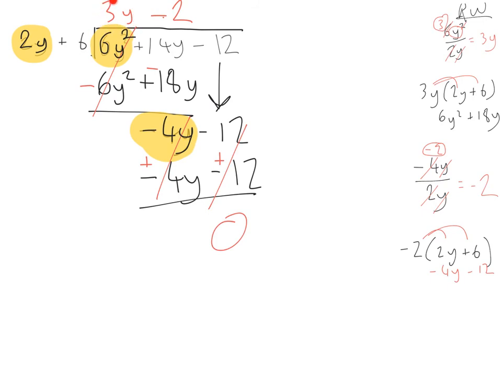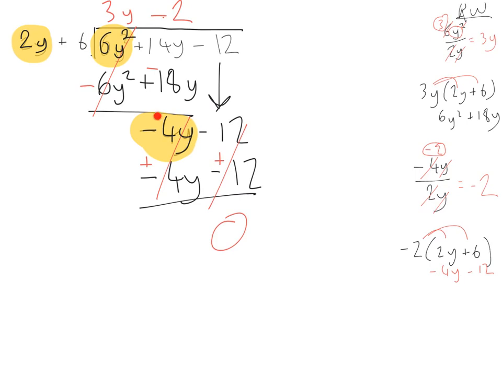And then the 3y is multiplied by everything outside the bus stop. So 3y multiplied by 2y plus 6. And I did it over here to get 6y squared plus 18y. I then had to write this underneath the first two terms. And then I had to change the signs of each term. They cancelled, and when I worked this out I was left with minus 4y. Then I brought down the minus 12. I then repeated the process.